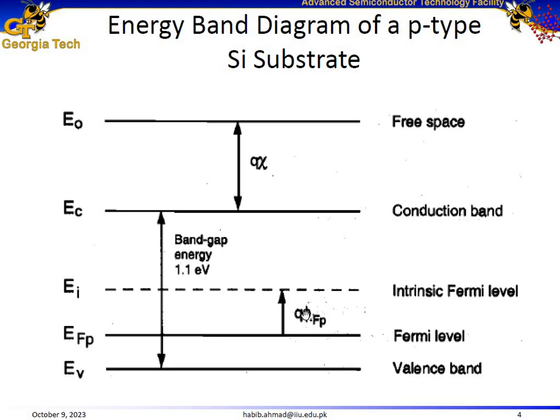Phi Fp here, which we talked about in the previous lecture, is the Fermi potential, the difference between the intrinsic energy level and the Fermi energy level. There is an equation for the calculation of phi Fp, which we discussed in the previous lecture. Similarly, there is another parameter called chi, the electron affinity of a semiconductor, which means moving an electron from the conduction band to the vacuum level. For silicon, the value of chi is 4.15 electron volts.